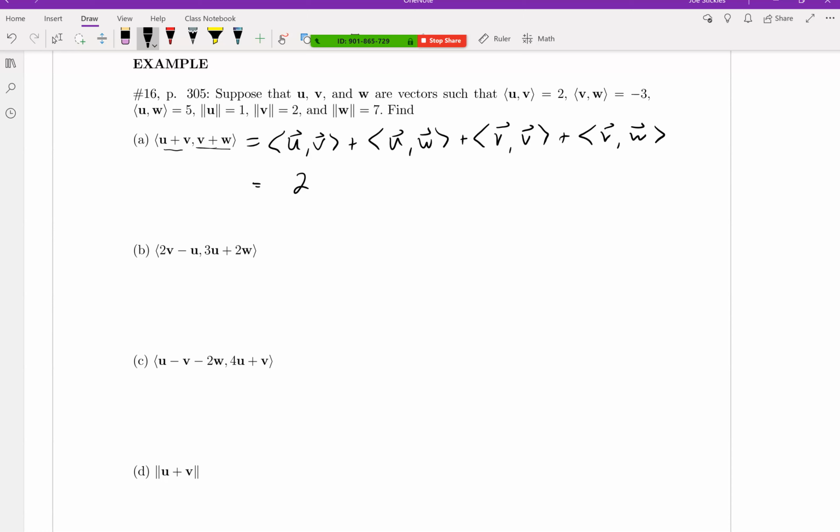We're given that the dot product or the inner product of u and v is 2. The inner product of u and w is 5. The last one here, inner product of v and w, is -3. We're also given this third one because we're given the magnitude. Remember, the magnitude is the square root of the inner product with itself. So this must be the square of the magnitude. So this must be 4. So we get 7, 11 minus 3 is 8.